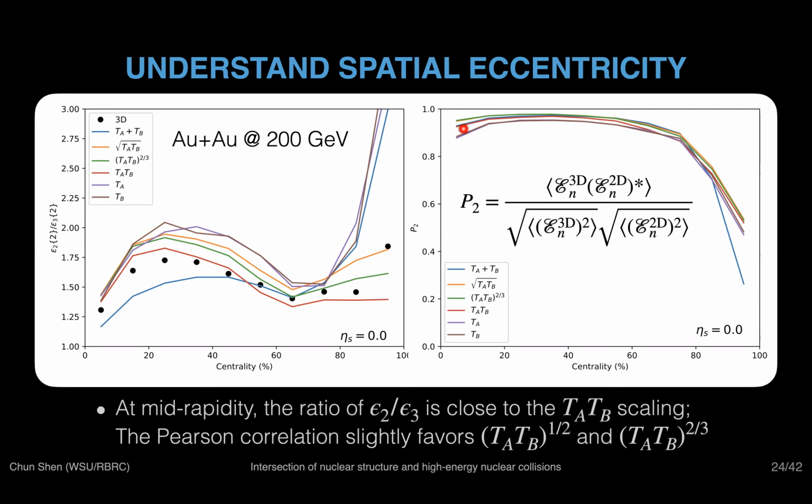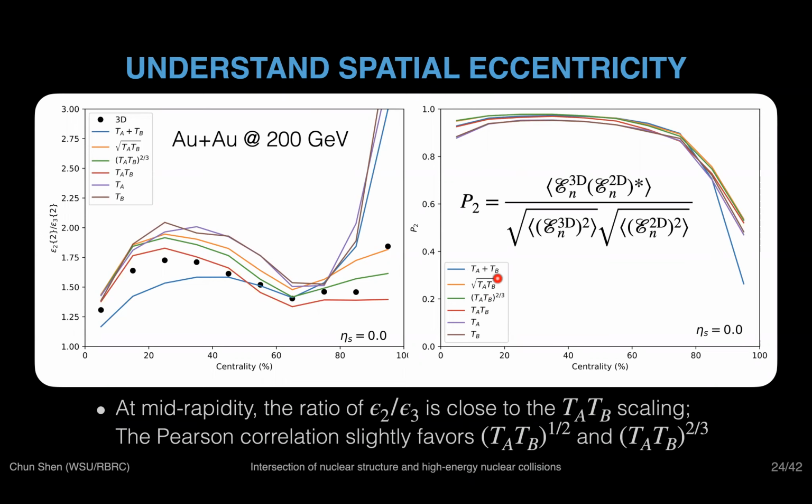Right, right. Okay. So even event by event, you see that the correlation is better between these two, square root and two thirds. These two actually have the highest Pearson correlation. And TA times TB and TA plus TB give you a little bit less, but not much.